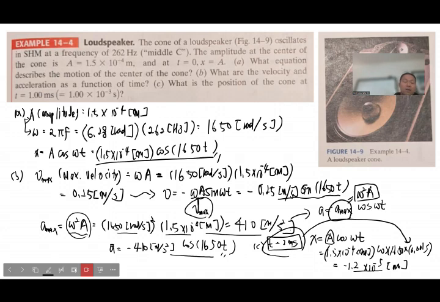So after 1 millisecond, this simple harmonic oscillator will have 1.2 times 10 to the minus 5 meter displacement from the starting point, the origin. All right, so that's the answer for this 14-4 problem.